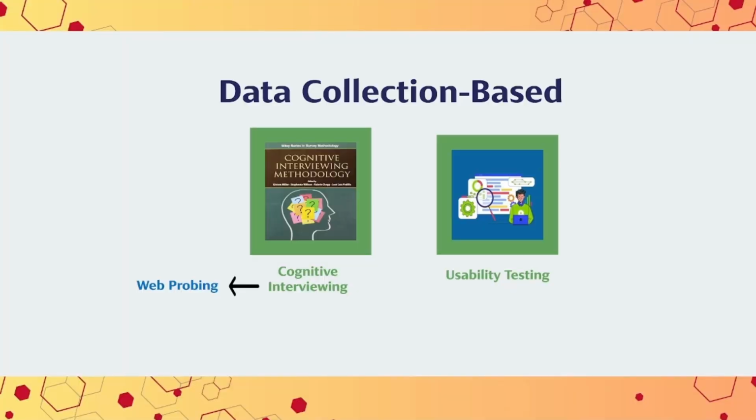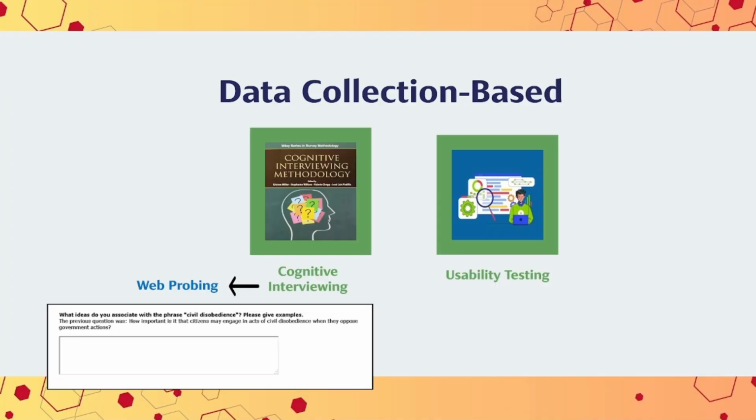I'm going to start with data collection-based approaches. The most popular approaches are two: cognitive interviewing and usability testing. And with the proliferation of web surveys, my colleagues at GESIS now call web probing online cognitive interviewing. I'm going to show you what it looks like. Essentially, you can see probes being provided to the respondents and with a text box that people can answer. So web probing would be without the presence of an interviewer.